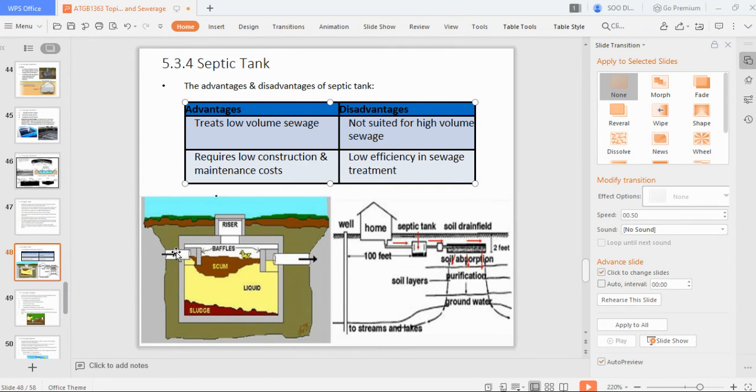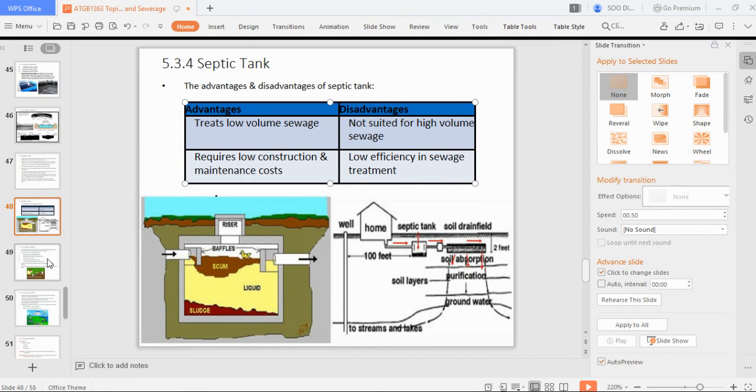Because if there's a very high input of wastewater, everything will be mixed together in your septic tank, and it will just come in from here and out to here, to the environment. So you'll pollute your groundwater. If you are using a well to get your water, you'll actually be taking some of the protein from this wastewater with you through drinking.